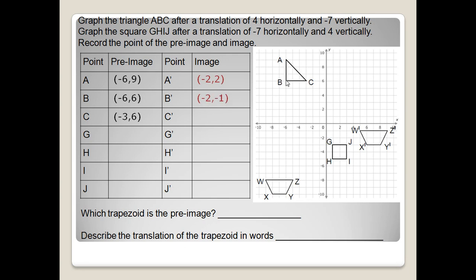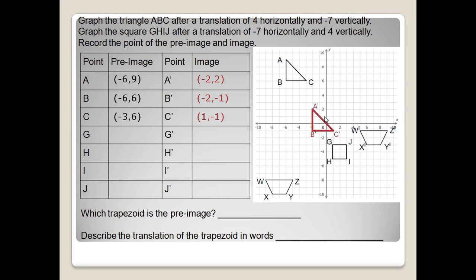So B, we went over 4. 1, 2, 3, 4. There we go, -2. If I could count, that'd be helpful. And then down 7. So 1, 2, 3, 4, 5, 6, 7. So that gets us -1. And C, we go over to the right 4. 1, 2, 3, 4. Down 7. 1, 2, 3, 4, 5, 6, 7. Gets us 1, -1. X is 1, Y is -1.